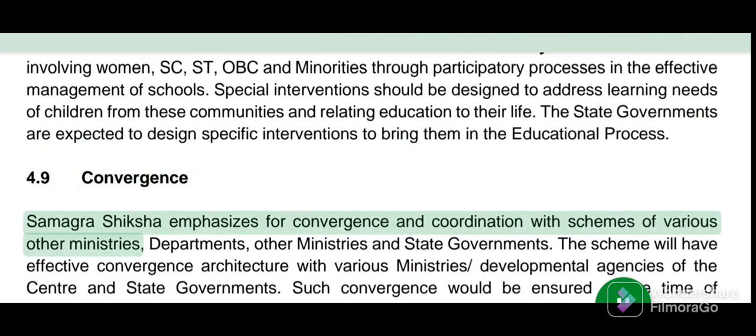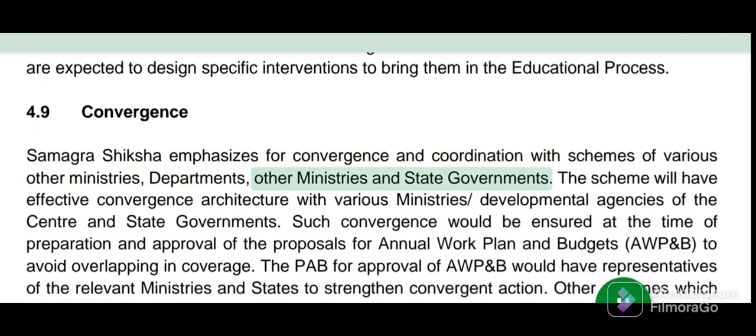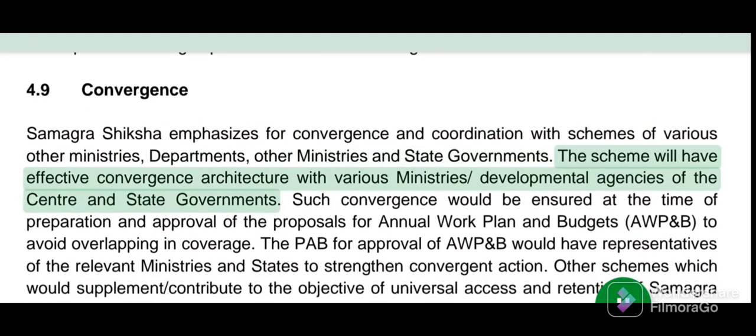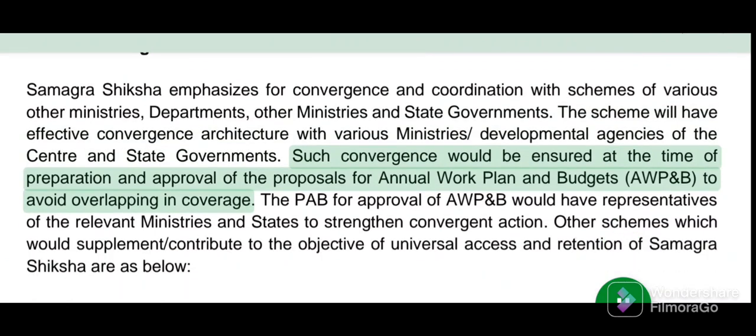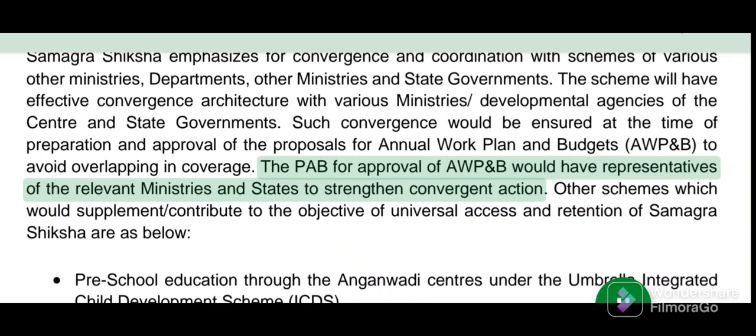4.9 Convergence. Samagra Shiksha emphasizes convergence and coordination with schemes of various other ministries, departments and state governments. The scheme will have effective convergence architecture with various ministries, developmental agencies of the center and state governments. Such convergence would be ensured at the time of preparation and approval of the proposals for annual work plan and budgets (AWP&B) to avoid overlapping in coverage. The PAB for approval of AWP&B would have representatives of the relevant ministries and states to strengthen convergent action.